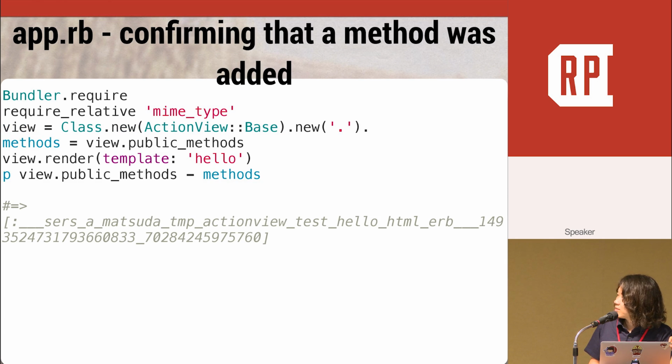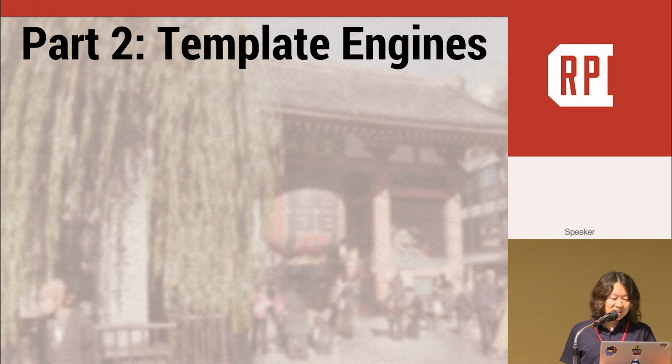And this way you can confirm that some method is added, like comparing the public methods before and after. Calling render adds one method, right? Which can be reused. So that's it. That's how ActionView works.